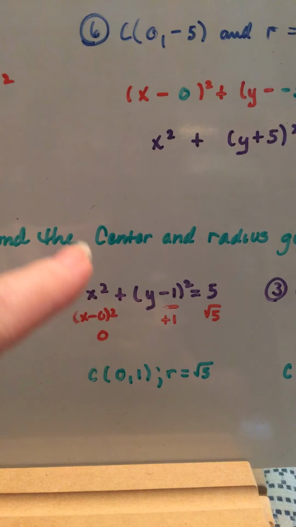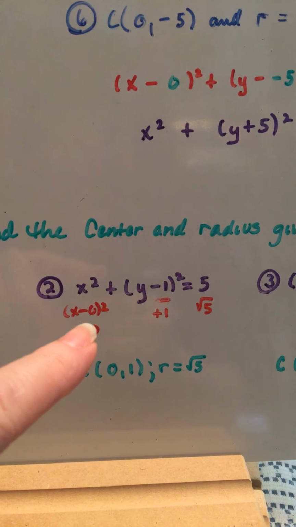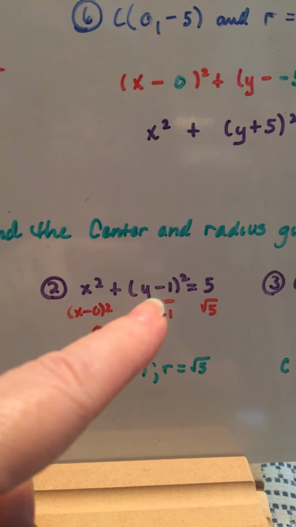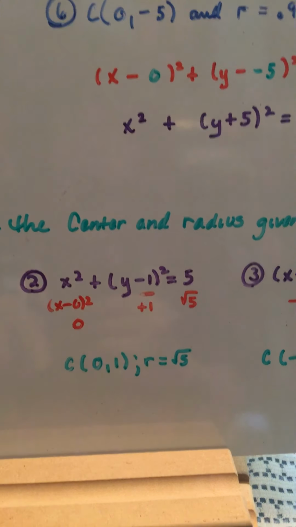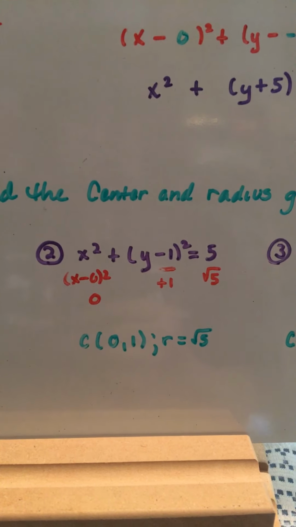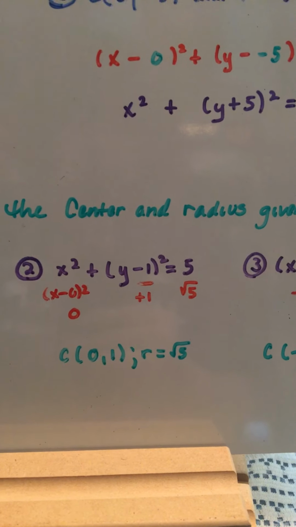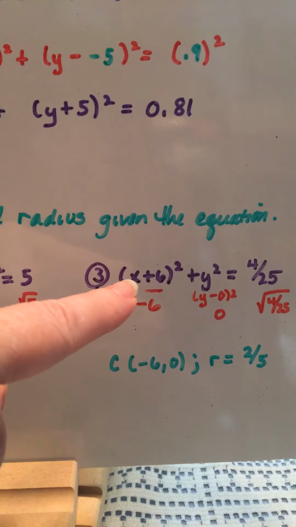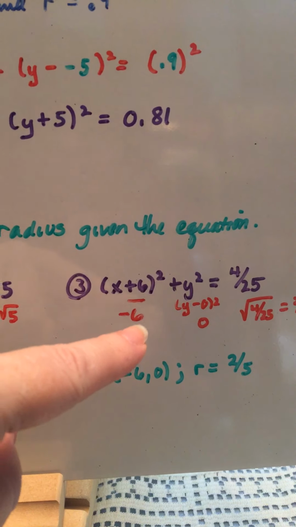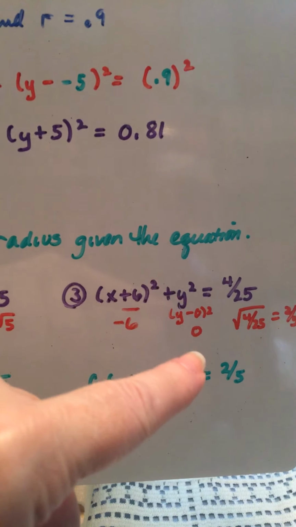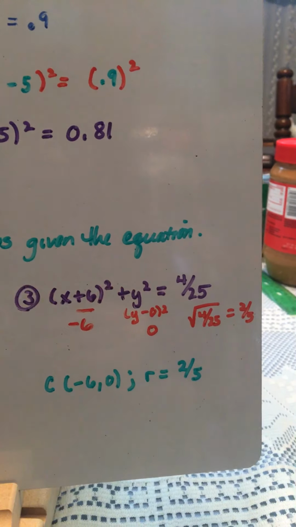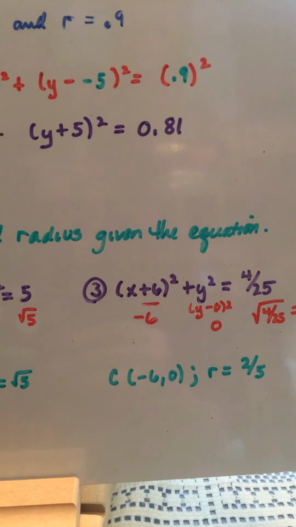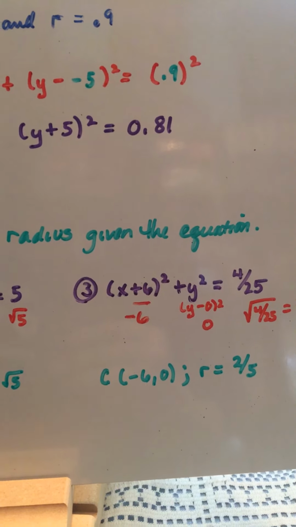Over here, when I don't see a coordinate, what does it mean? It is a 0. And what's the opposite? 1, and the square root. So the center is 0, 1, and the radius is square root 5. Over here, the opposite is negative 6. There is no coordinate, so it's 0, and the square root's 2/5. So the center is negative 6, 0.